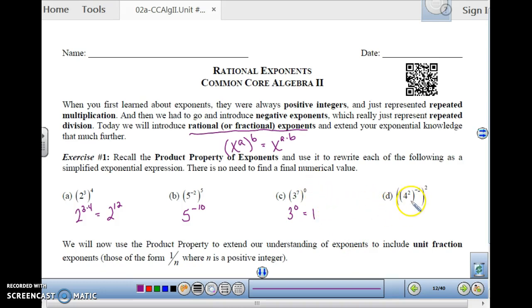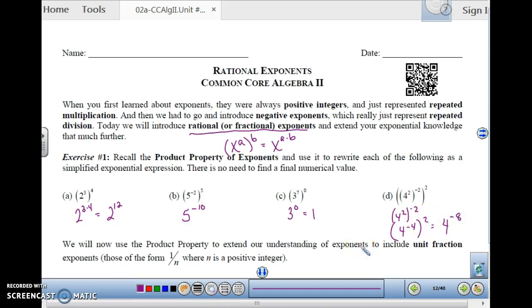All right. How about 4 squared to the negative 2 squared? Okay. When you're working with multiple exponents, you work from the inside out. So we want to do 4 squared to the negative 2 first, which gives me 4 to the negative 4. And then I want to square that. So this is going to be negative 4 times 2, which is 4 to the negative 8.